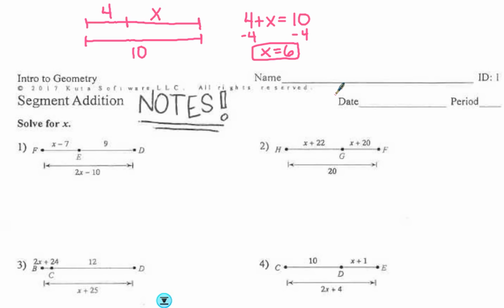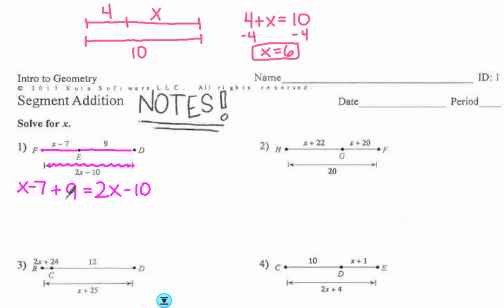So let's go down and look at number 1. Same thing, all right? This piece plus this piece is going to be equal to the whole that it gives us. Now these are just going to be set up in an equation format, and they're super easy. So I'm going to say this piece, which is x minus 7, plus this piece, which is a positive 9, is equal to the whole, 2x minus 10. And then from here, we just do our usual combine like terms and then solve for x.